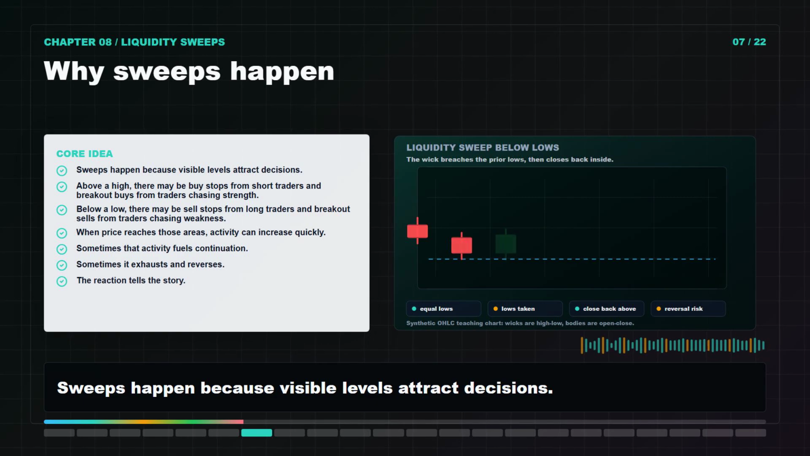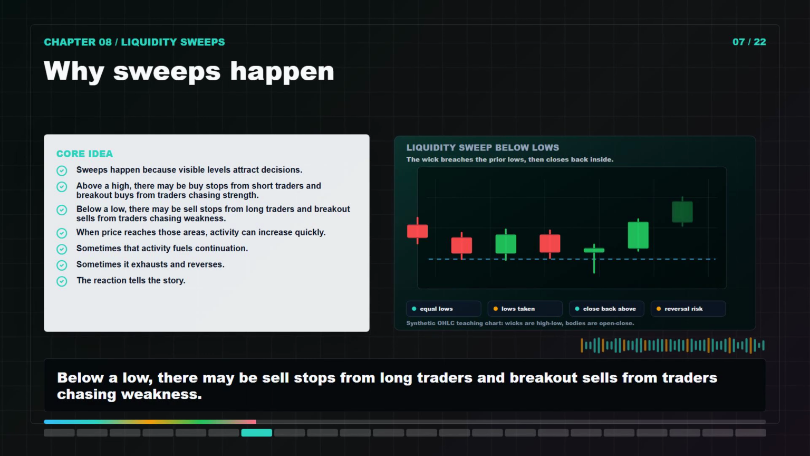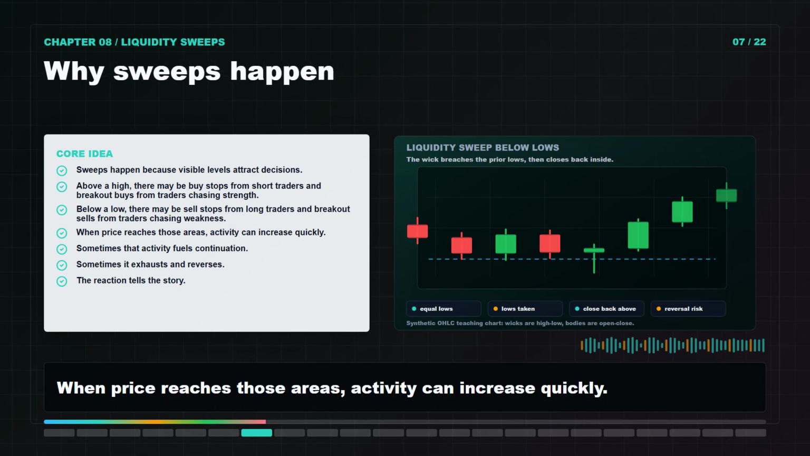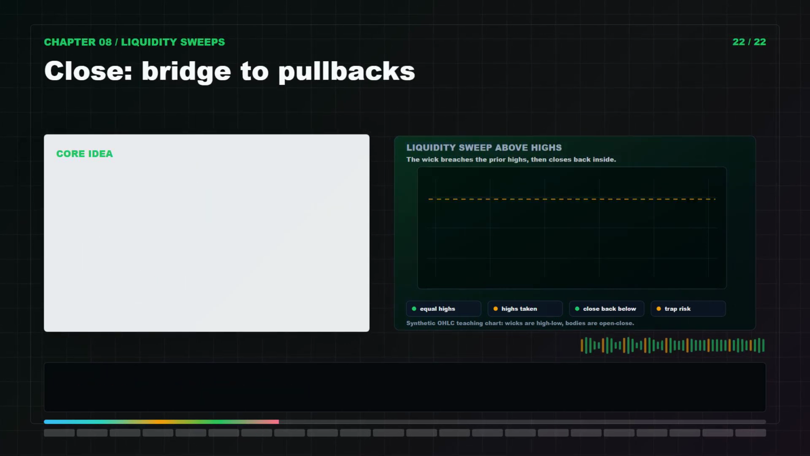Sweeps happen because visible levels attract decisions. Above a high, there may be buy stops from short traders and breakout buys from traders chasing strength. Below a low, there may be sell stops from long traders and breakout sells from traders chasing weakness. When price reaches those areas, activity can increase quickly. Sometimes that activity fuels continuation. Sometimes it exhausts and reverses. The reaction tells the story.